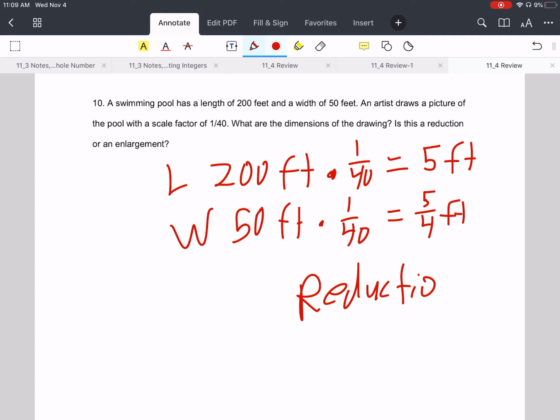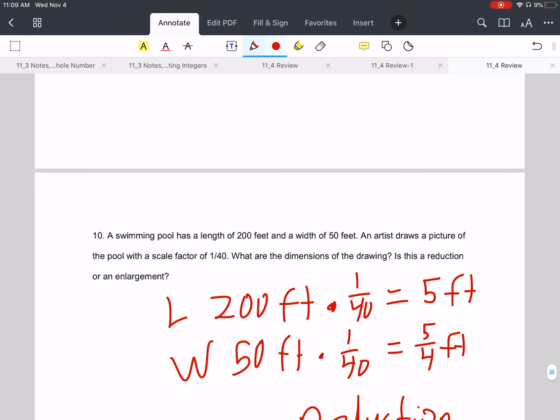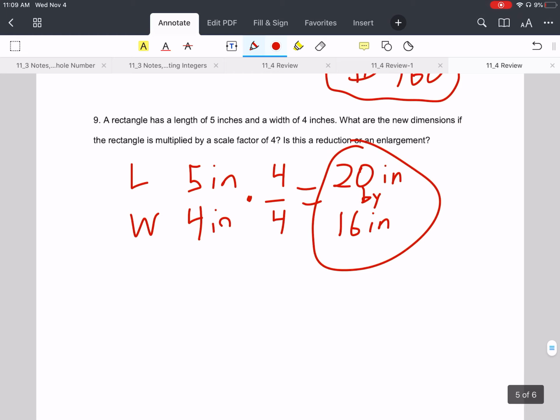I'm going to check up on number 9 to see if I forgot that. Yes, in this case we multiplied by a whole number, so this is an enlargement for number 9.